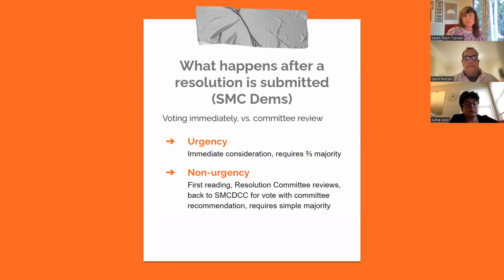So what happens after a resolution is submitted? We're going to talk through this process for the county Dems and then for the state party. I'll talk through the county piece, and David can talk through the state piece. But basically, when it comes to our county party, there are two options if you write a resolution. You can submit it under urgency, where it will be voted on immediately in the next meeting of the county party, meaning the same meeting in which it was introduced.